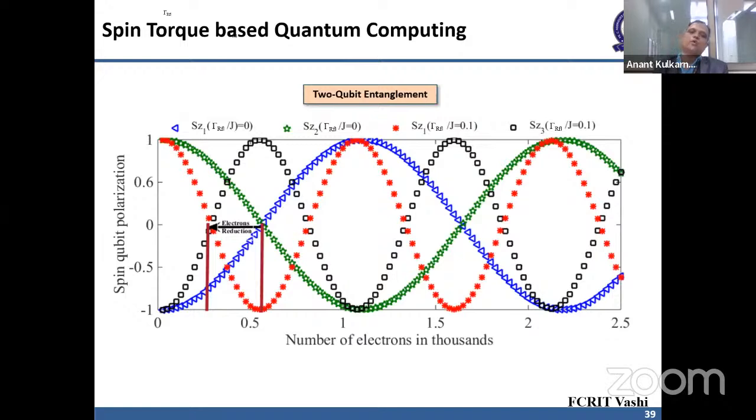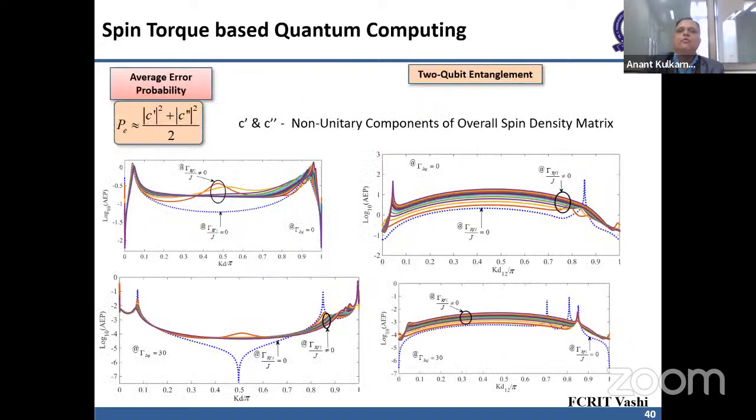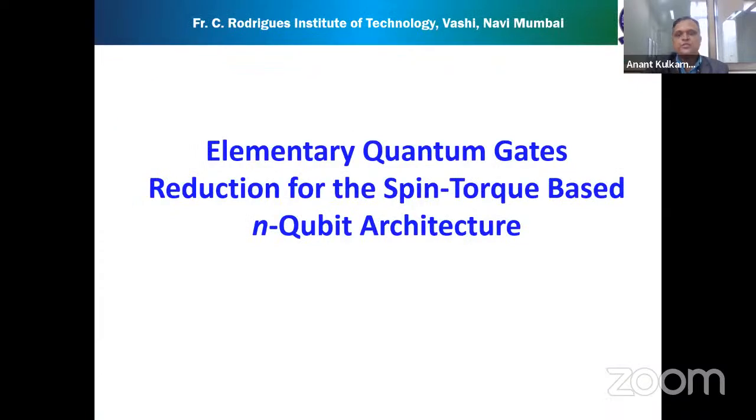So one may ask the question, what is the difference between the previous case and this case? Earlier it was not modeled how to reduce the number of electrons required. That we have analyzed, right? So just look at how the number of electrons is reduced if you go on increasing this ratio. But what we observed, due to this, there is an increase in error. So we carried out the error analysis. The error is increasing, which is called C dash and C double dash. They are from the matrix, non-unitary components of the overall spin density matrix. This was the first task.